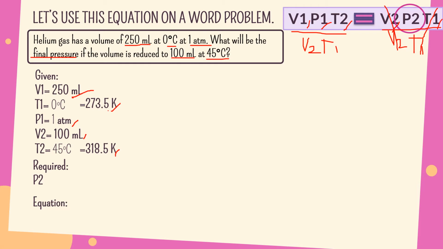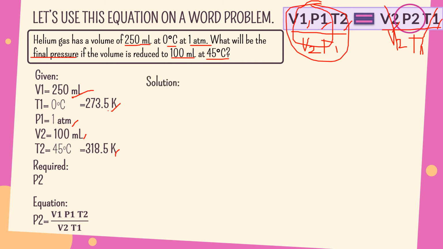So we have this equation wherein final pressure is equal to the product of initial volume, initial pressure, and final temperature over the product of final volume and initial temperature. So this one.